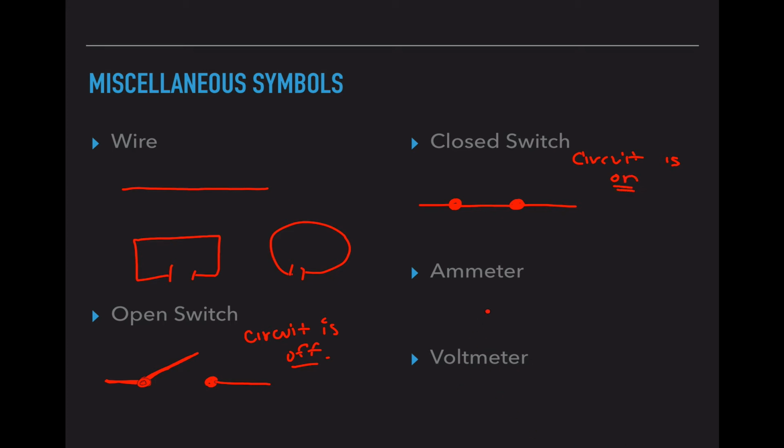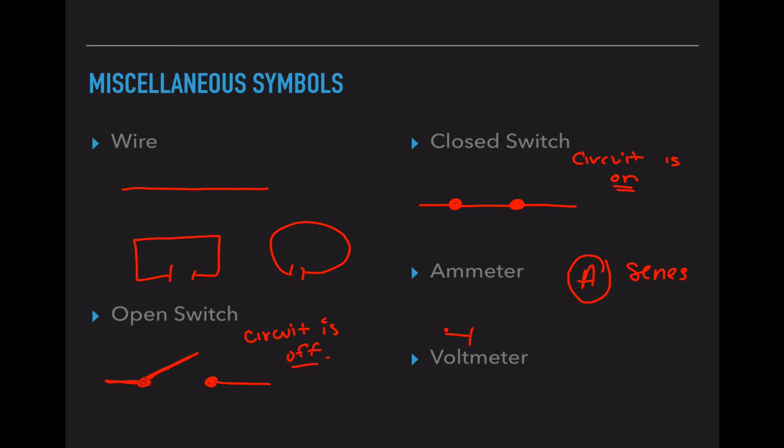Now these two things, an ammeter and a voltmeter. An ammeter tells us how much current is traveling through the circuit. Our ammeter is shown as a capital A with a circle around it. But our ammeter must be added in series to the rest of the circuit.